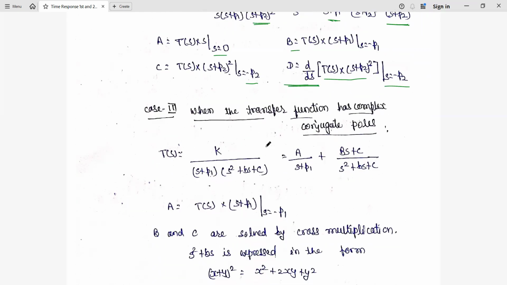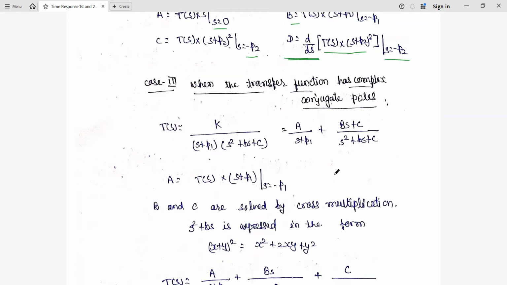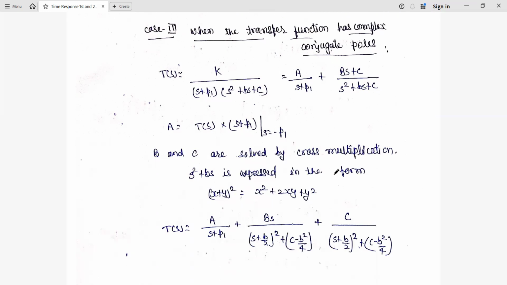The third case is when the transfer function has complex conjugate poles. In this situation, the poles are complex conjugates. Then the transfer function can be written as a by s plus p1 plus bs plus c divided by s square plus bs plus c. So A is obtained here as before: whatever is in the denominator is multiplied here.